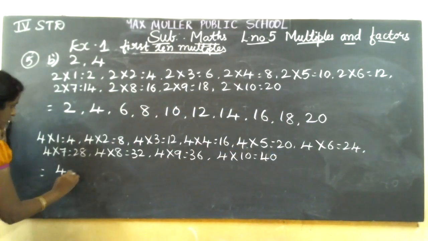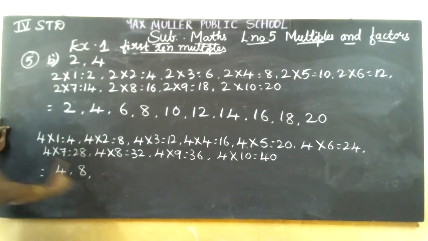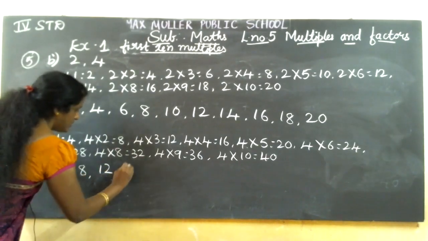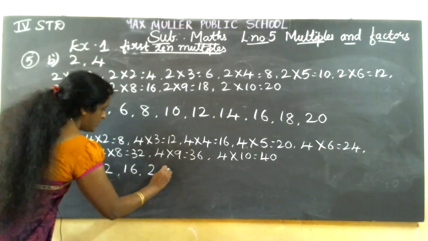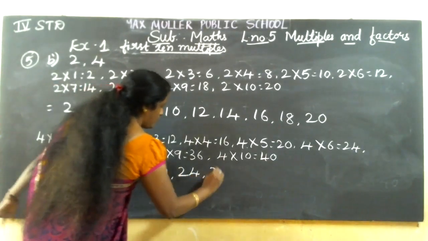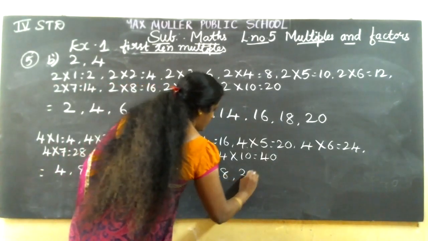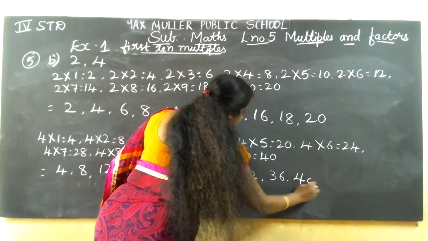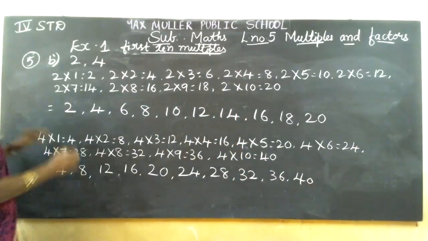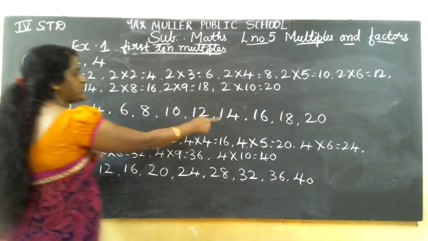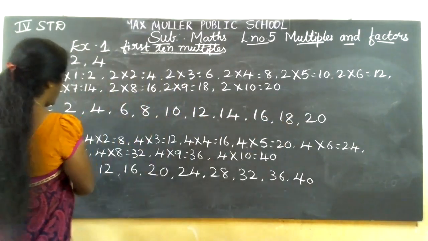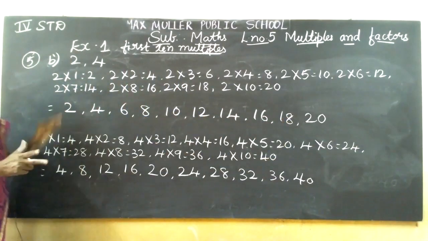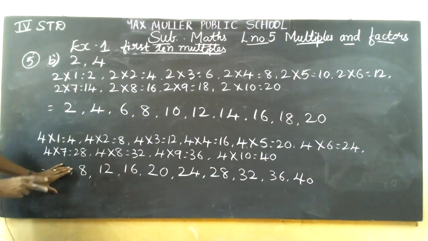The multiples are 4, 8. These are the multiples of 4. The answers of 4: 12, 16, 20, 24, 28, 32, 36, 40. So these are the 10 multiples. 1, 2, 3, 4, 5, 6, 7, 8, 9, 10. These are the 10 multiples of 2 and the 10 multiples of 4.